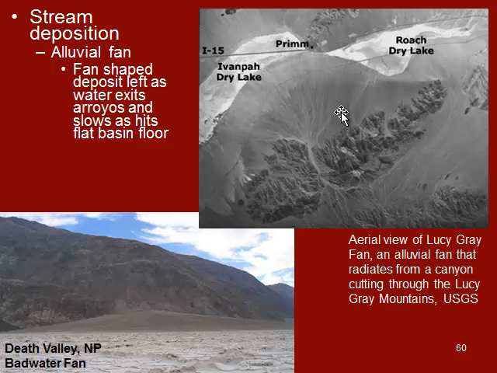That water's rushing down with high volume, high discharge, and as it hits that wide, flat valley, it's going to immediately slow down. As it slows down, it's going to drop the sediment it's carrying, and it spreads out and produces this fan shape that you can see. That's why they're called alluvial fans: fan shape, and alluvial deposits left behind. And this is Death Valley, the Badwater fan.